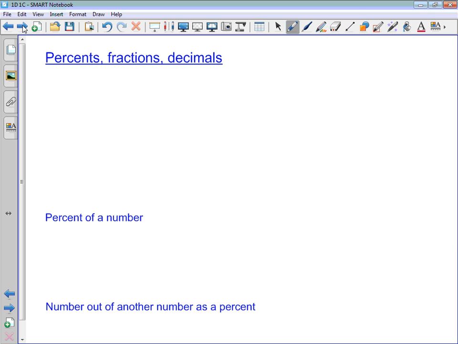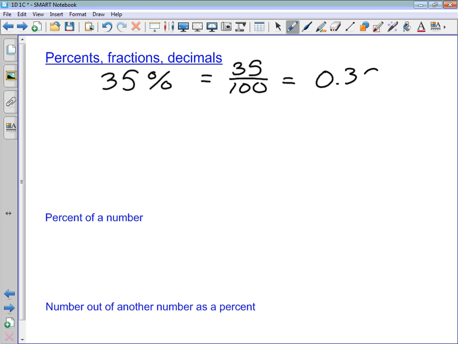have something like a percent, which is, I don't know, 35% here, we can express this as a fraction, because what percent really means is that this is something out of 100. So 35% means 35 out of 100. And if we actually do this division, 35 divided by 100, punch this into our calculator, we get 0.35.